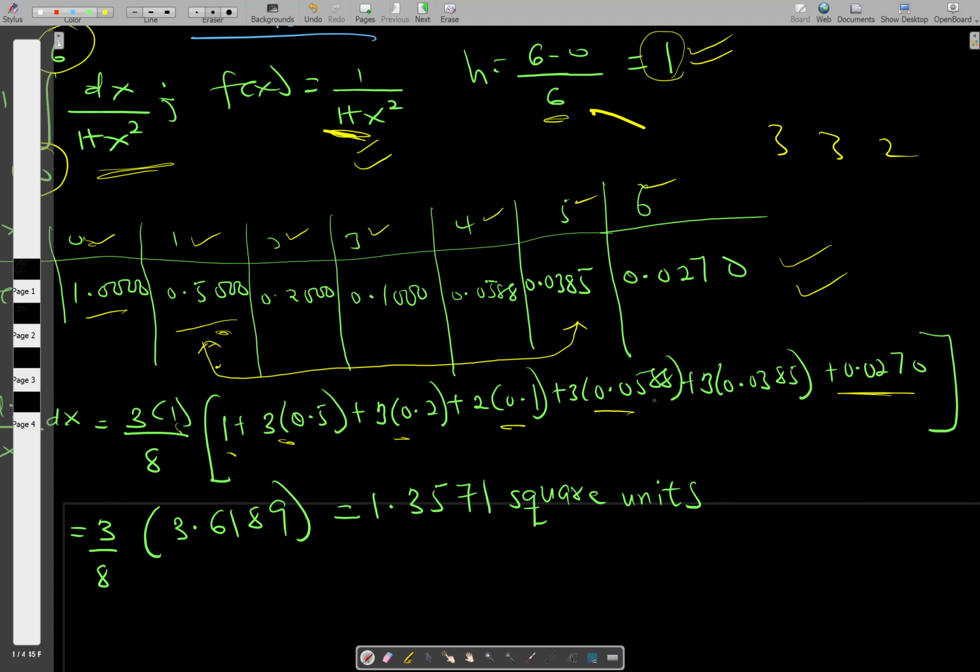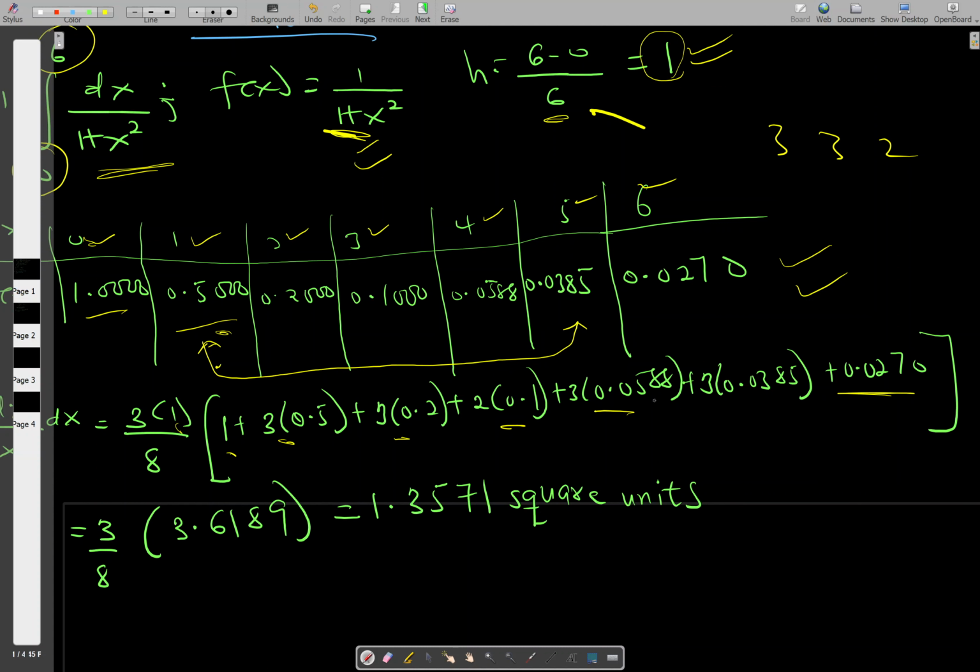3 times 0.0588 plus the next one is also 3. The next one is supposed to be 2, but don't forget, this is the last term, so you don't multiply by 2. Then when you simplify what is in the bracket, you obtain this. Then when you expand the bracket by multiplying 2 by 1, 3 out of 8, you get 1.3571 square unit. So this is the approximate area under the curve.